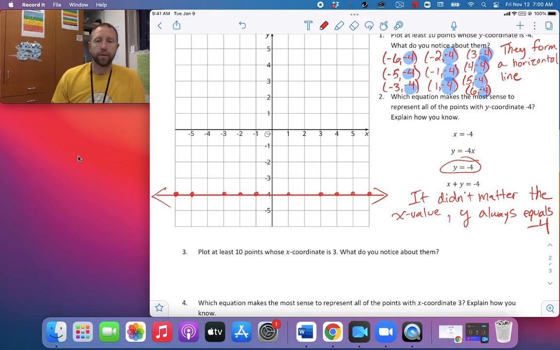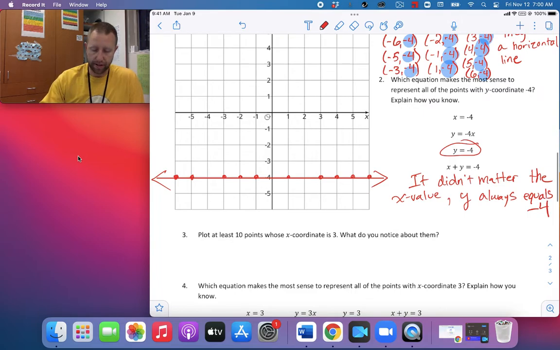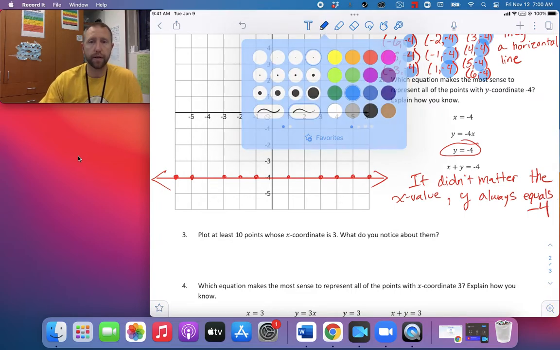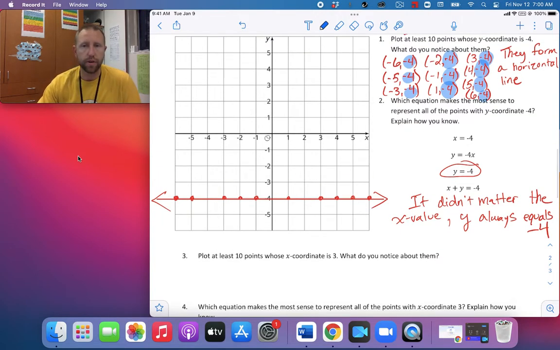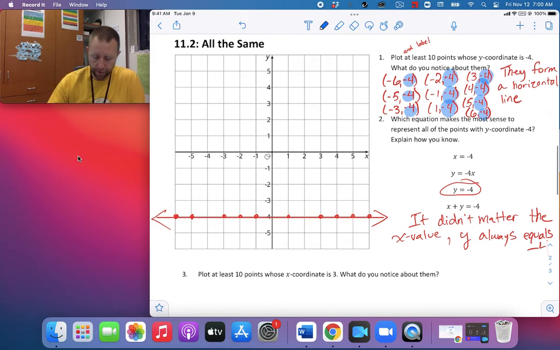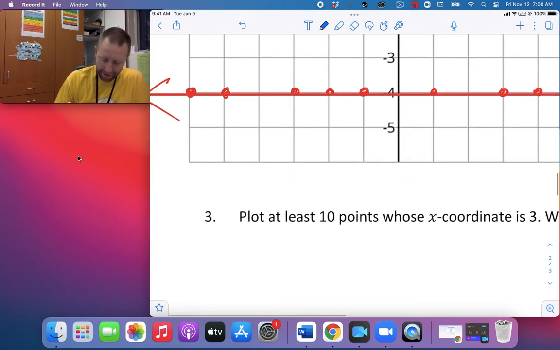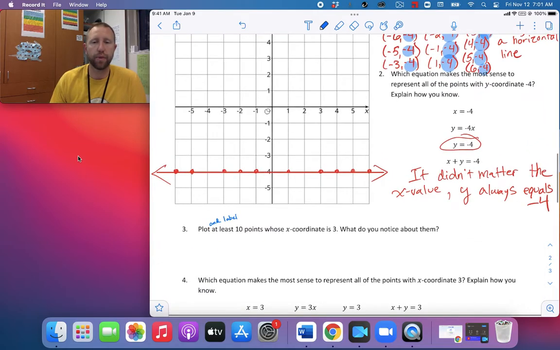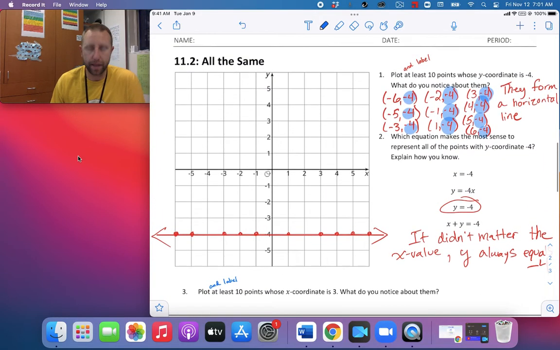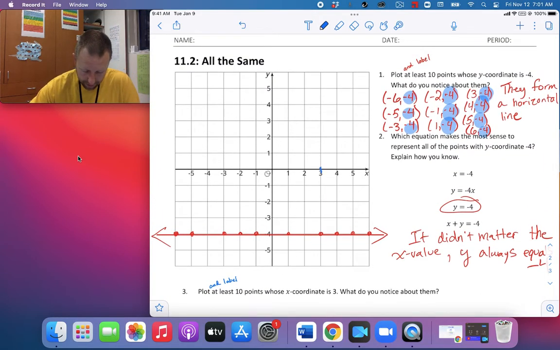So for number 3, I'm going to do this in a different color. Let me change that real quick. It says plot at least 10 points whose x-coordinate is 3. I want you to plot and label. I want us to see what these ordered pairs look like, okay? So 10 points whose x-coordinate is 3. So here's 3. I'll just go ahead and start there.